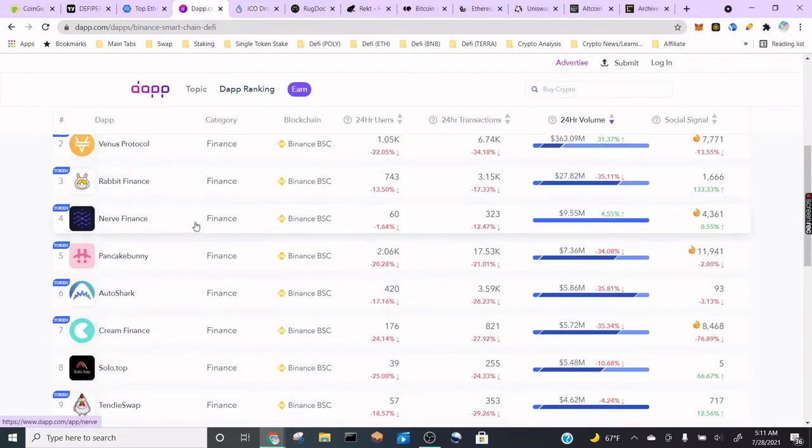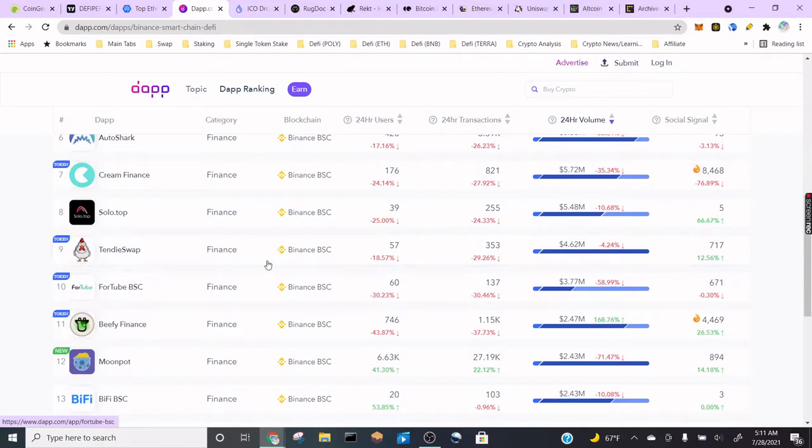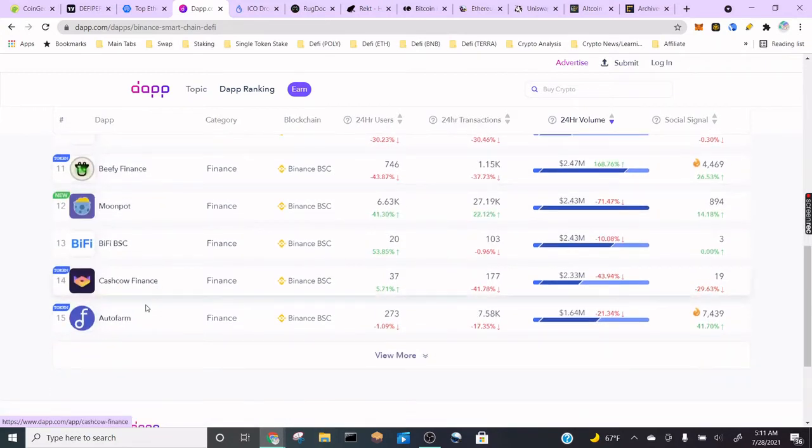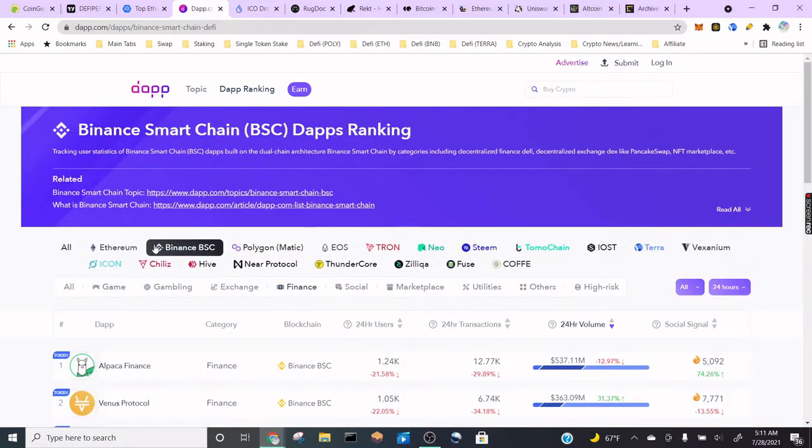And then hop down here. It shows you Venus, Alpaca, Nerve. Some of these you might have heard of because they're just the most popular. Beefy, Auto Farm. Obviously, that's a good one. So you can look around and figure out what you guys think is the most useful.